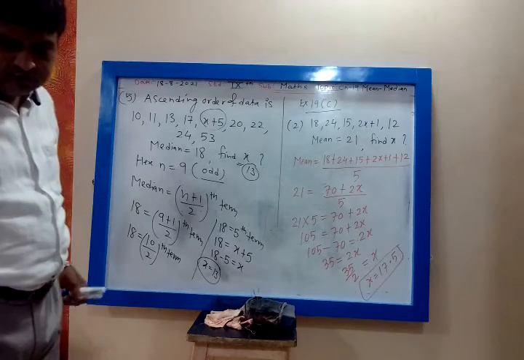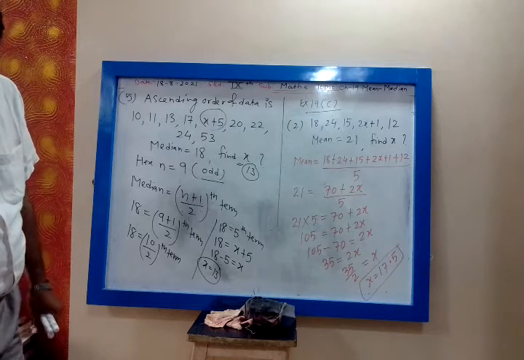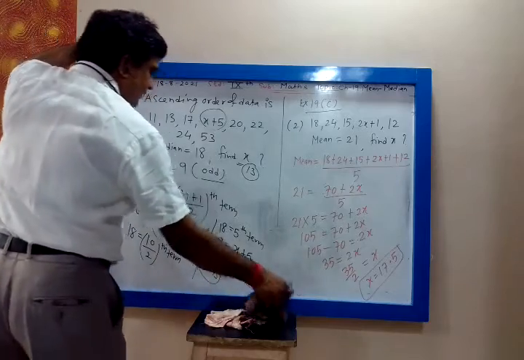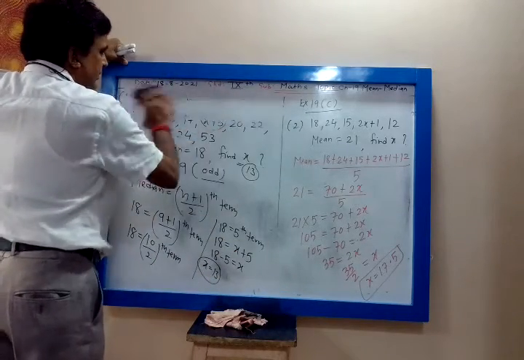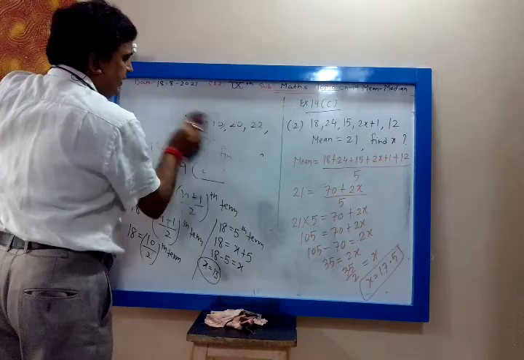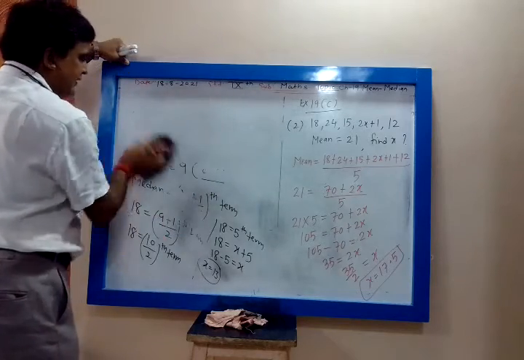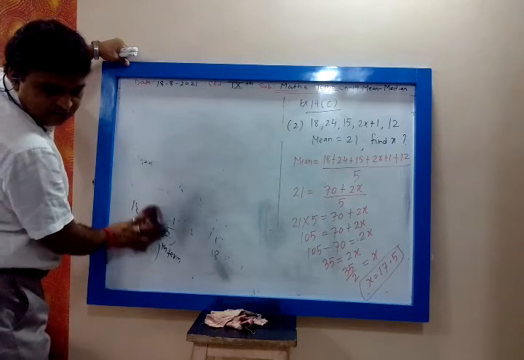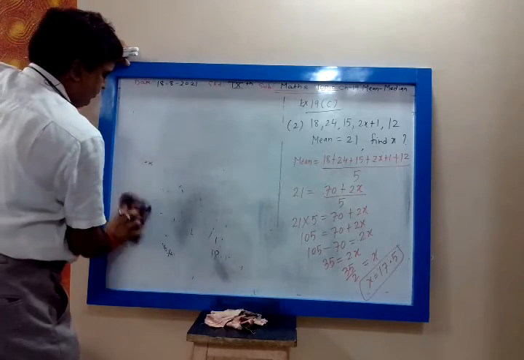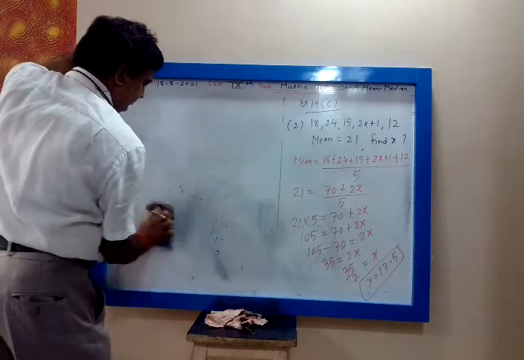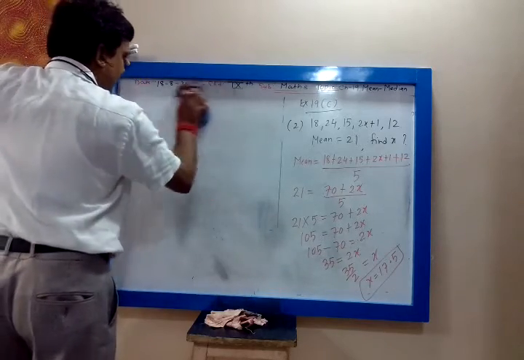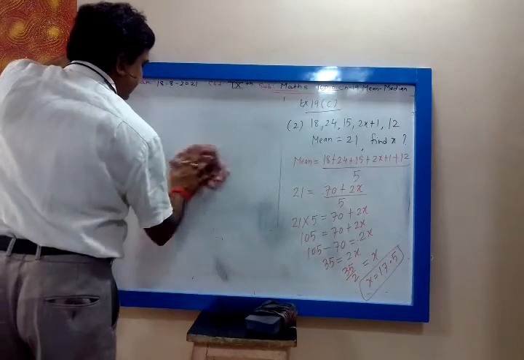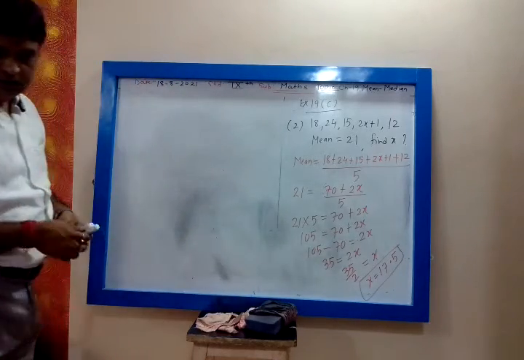Okay. So let us solve seventh one. Find the mean of the following data and show that the sum of the deviation from mean value is 0. Find the mean. Deviation means difference.